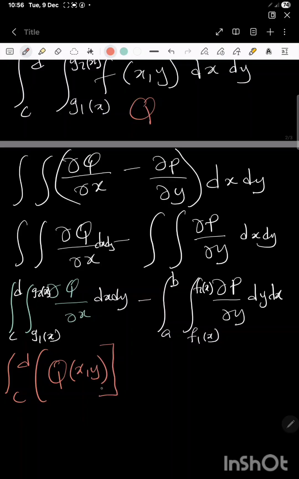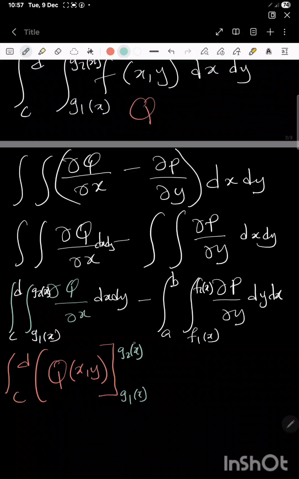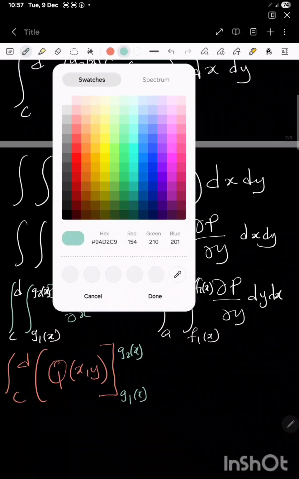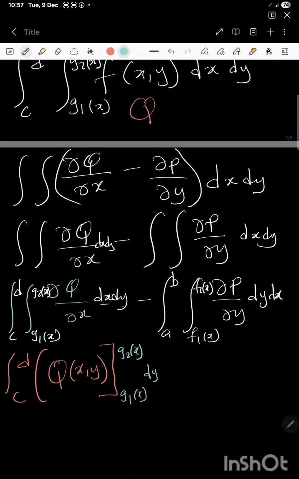Remember we've integrated with respect to x, and the limits of x are g1 of x to g2 of x, so we need to put the limits up and down. Since we've integrated with respect to x, the dy remains the same. We also keep the limits of a to b, and then we integrate with respect to y on the function p.